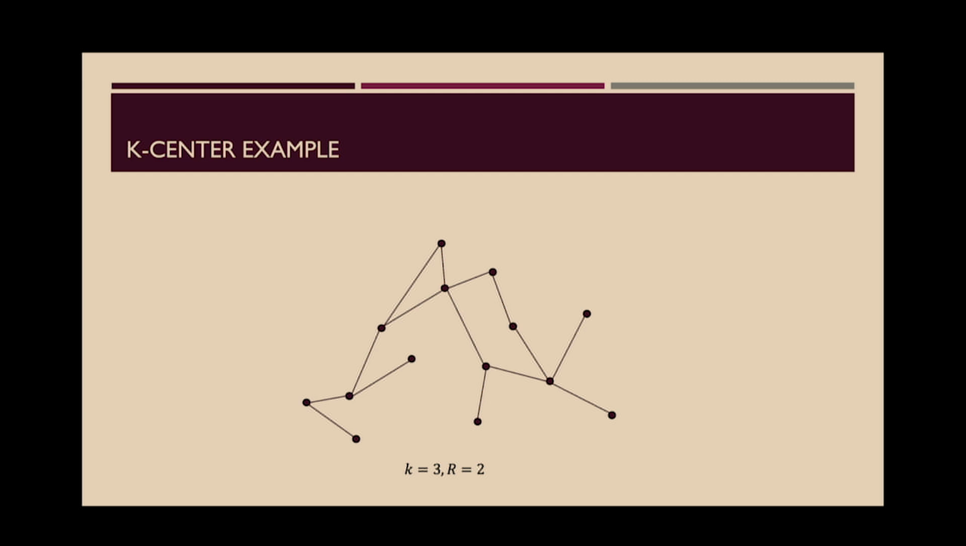As an example for k-center, say we have this graph and we want to find 3 points, or a 3-center. If we take these 3 points, we see everything else in the graph is within distance 2 of them. And this comes into play with clustering, because now we can assign every point to its closest center and get some way of clustering the graph. So this is usually where this problem comes up.